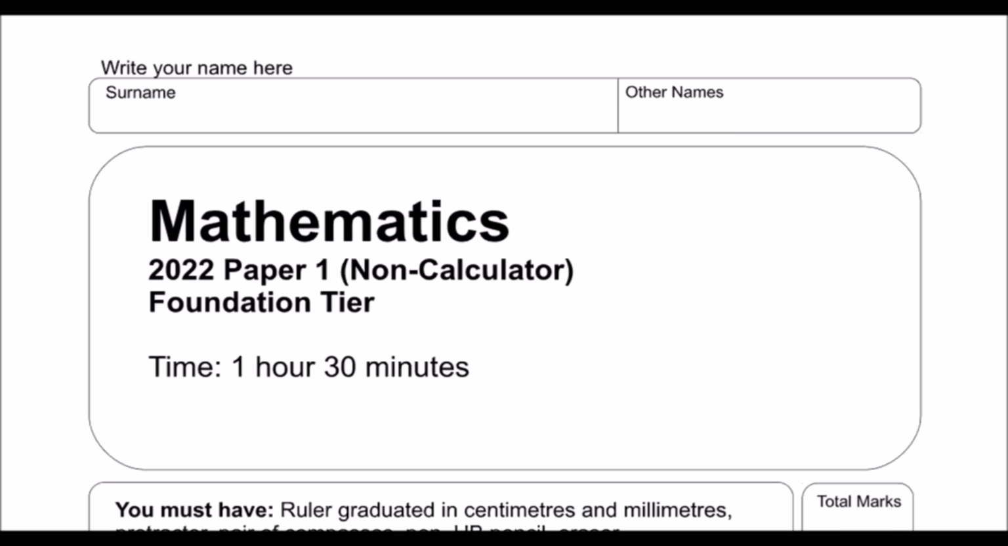This is a practice paper for the Edexcel GCSE for this year's exam for 2022. It's the paper 1 foundation tier, and the questions in here are based on the advanced information. So the topics in these questions will be the same topics in the 2022 paper 1 exam.